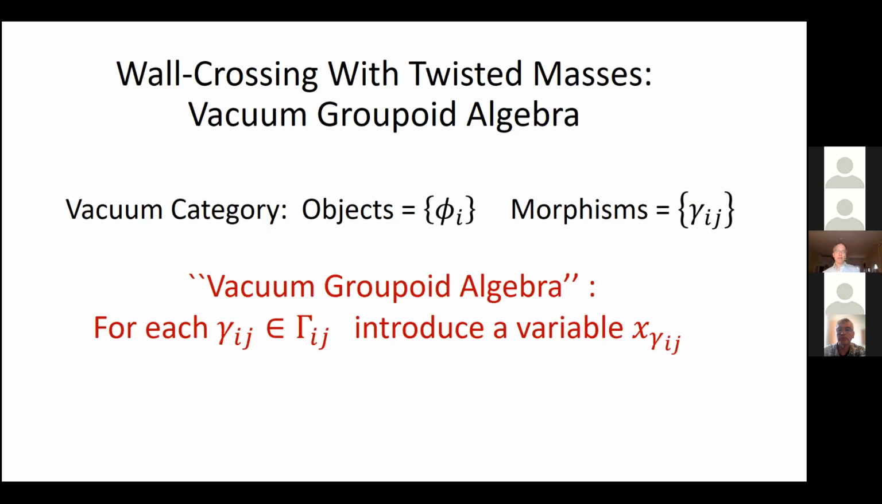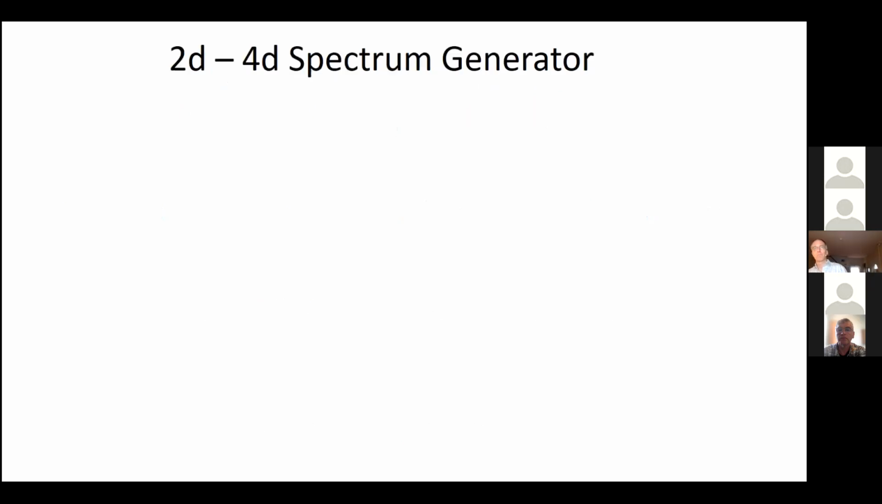And for the vacuum groupoid algebra, for each gamma ij, we introduce a variable, x sub gamma ij, and the product of the x's is zero unless the paths compose, in which case it's the x of the product, the composition of the paths.